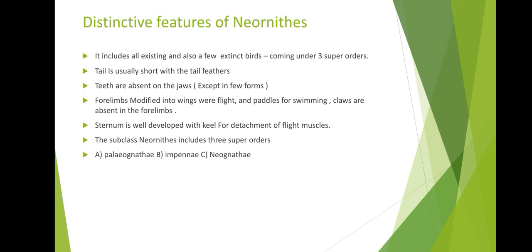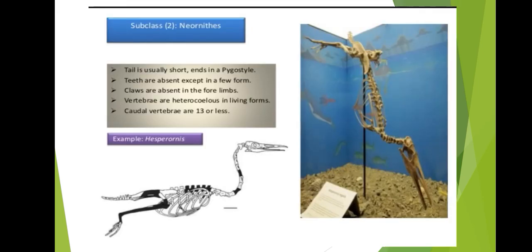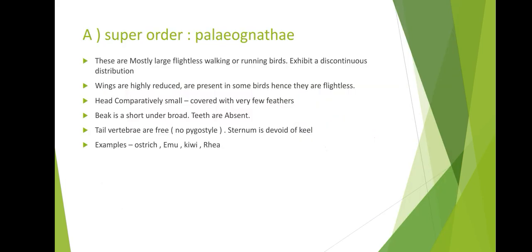The subclass Neornithes is further divided into three superorders: Paleognathae, Impennae, and Neognathae. First, the superorder Paleognathae. These are mostly large, flightless, walking or running birds. They exhibit a discontinuous distribution.